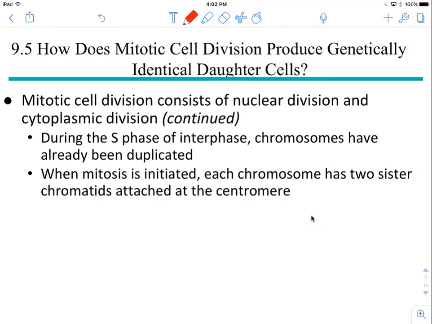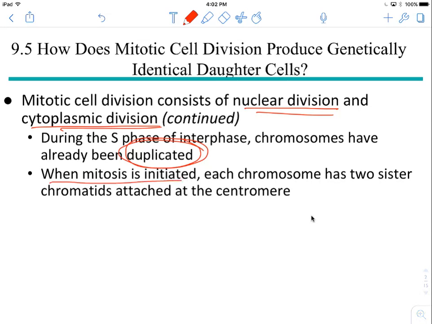Here we go. So mitosis, if you recall, is division of the nucleus, and then it's followed by cytokinesis. During S phase, of course, chromosomes were replicated. We got to get that other set of DNA, so we have a set for each cell.